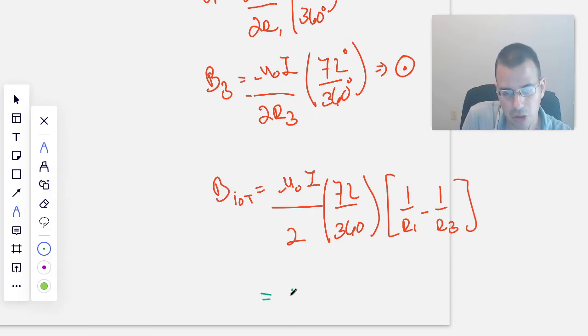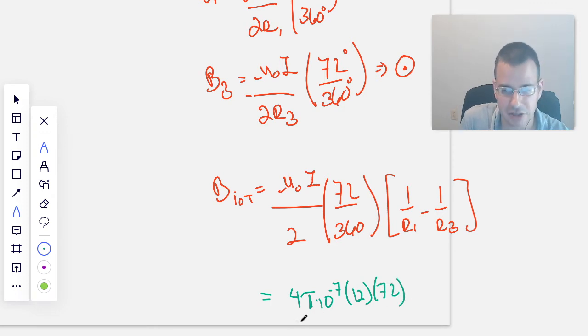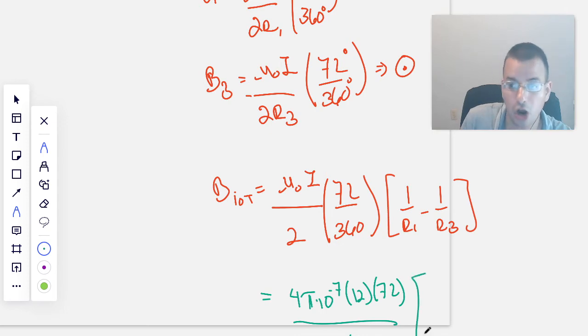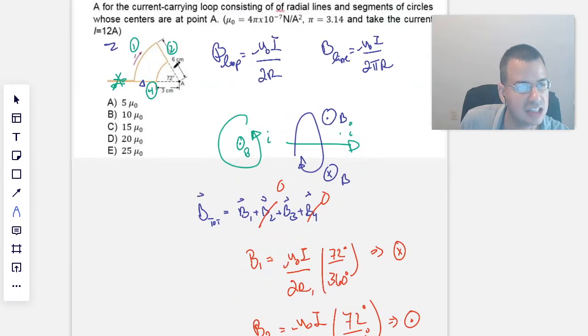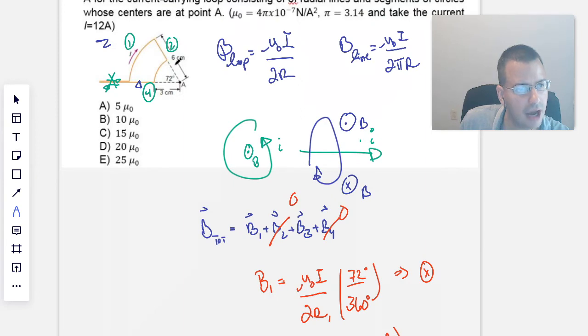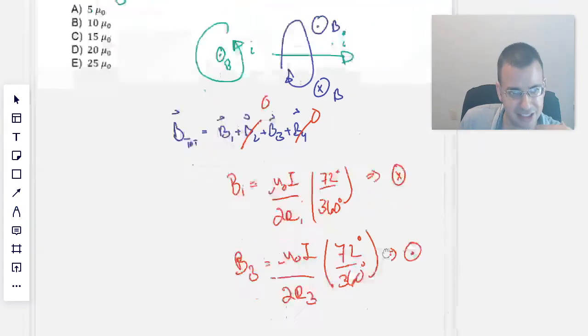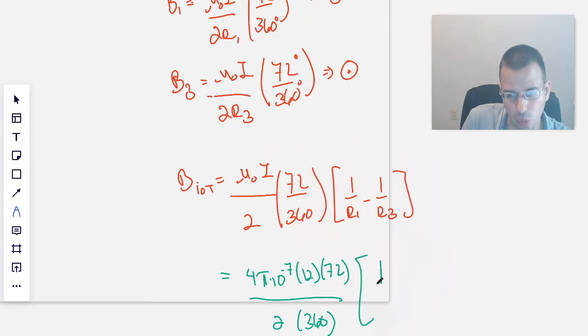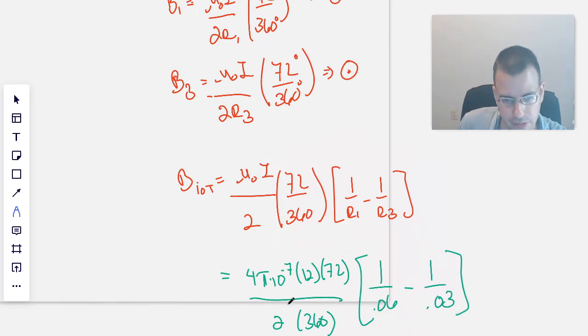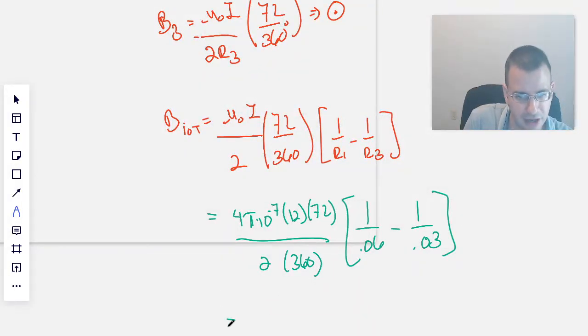So mu is 4 pi times 10 to the negative 7th. We have I, which is 12. We have 72, which is 72. We have 2, which is 2, and 360, which is 360. R1 is 0.06. 1 over 0.06 minus 1 over 0.03. Yep, now we're going to do some simplifying.